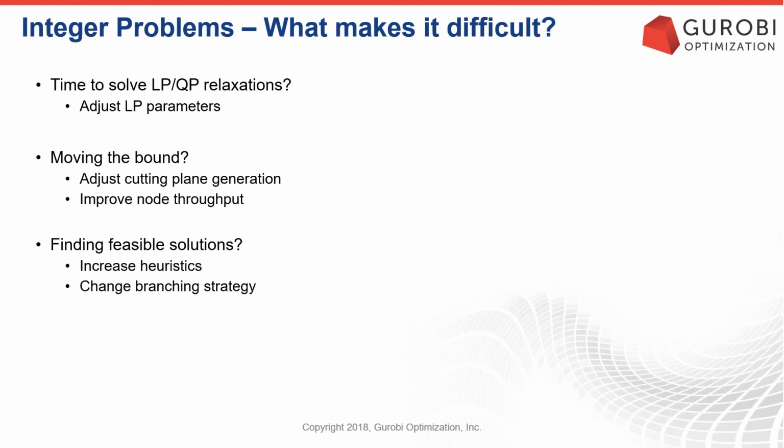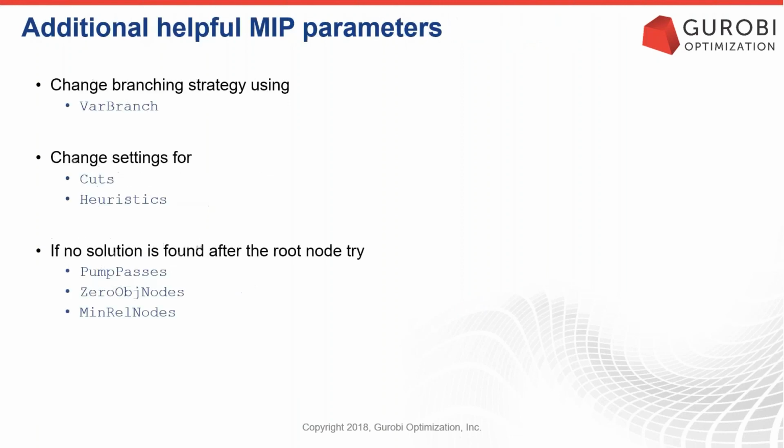So sometimes improving the node throughput, so changing parameters so that more nodes can be processed at the same time, is a good idea. For some models, it's hard to find feasible solutions, not only to find the initial feasible solution, but also to improve existing solutions. In a situation like that, you sometimes want to spend more time, for example, in heuristics that find feasible solutions or improve existing solutions. Sometimes it's also helpful to change the branching strategy, so the strategy that is used to work through the solution space.